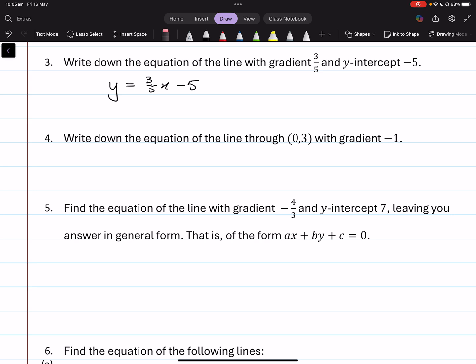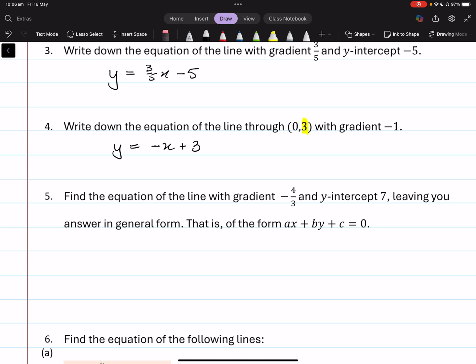So it's pretty easy. Write down the equation of the line through 0, 3 with a gradient of minus 1. Well, this 0, 3 is the y-intercept. The 3 is the y-intercept. So this question's the same as number 3 above. So we're going to write y equals m as the gradient, so minus 1, x. Now, you don't need to write the minus 1. We can just write minus x. Minus 1x is the same as minus x, plus the y-intercept. Y equals mx plus b, or plus c. Doesn't matter what letter you say there, y equals mx plus b or y equals mx plus c, same thing.